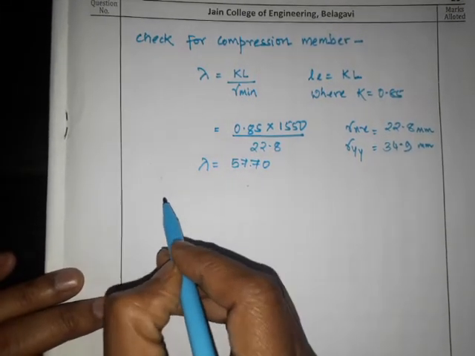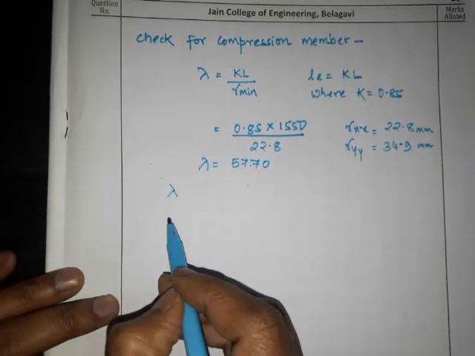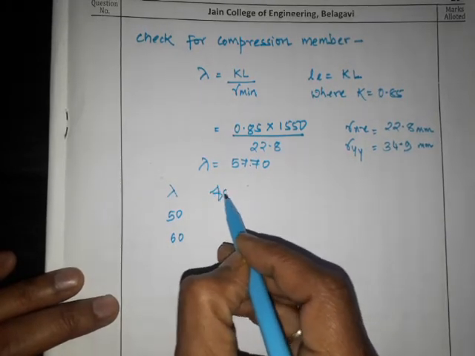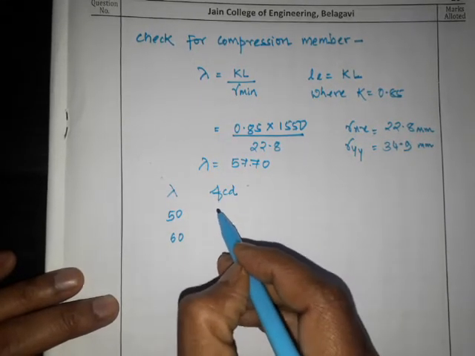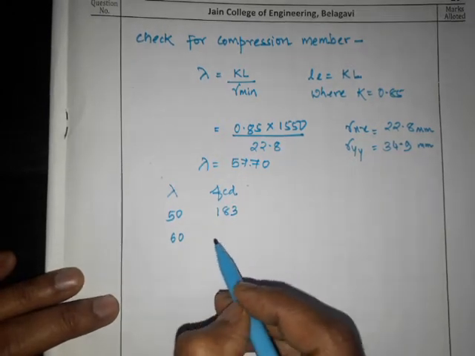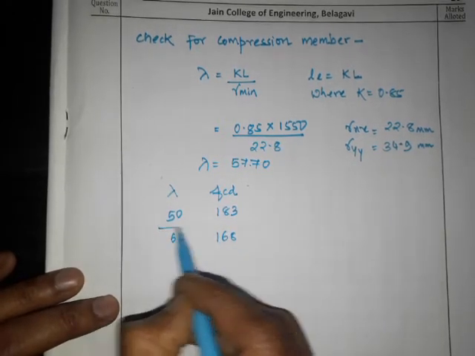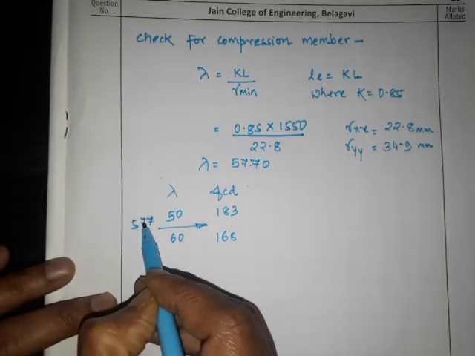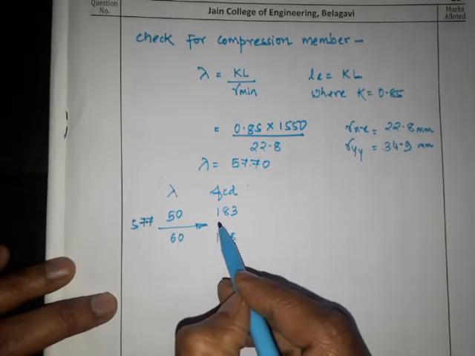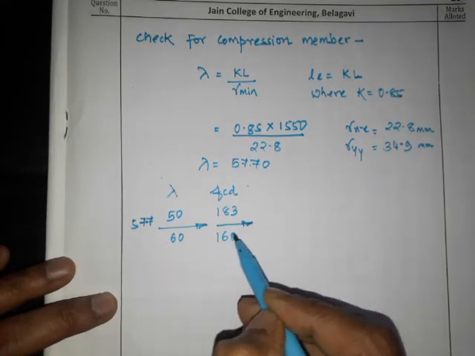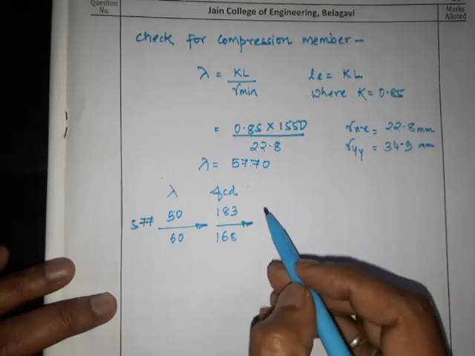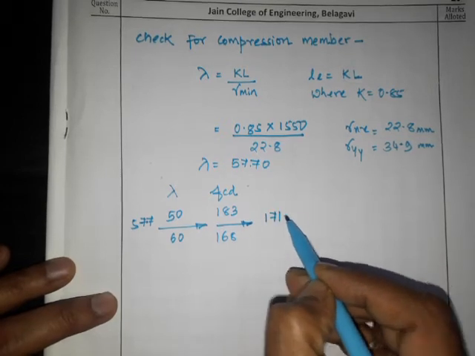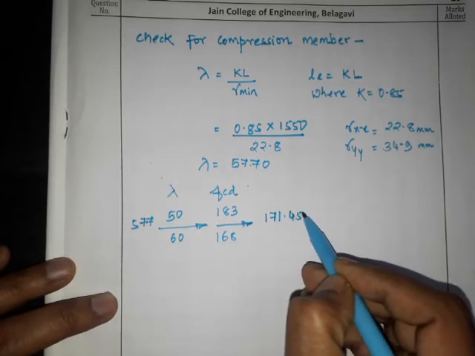For lambda we have 50 and 60, and fcd we have 183 and 168, and we need the value of fcd at 57.7. After interpolation between 183 and 168, we get 171.45 Newton per mm square.